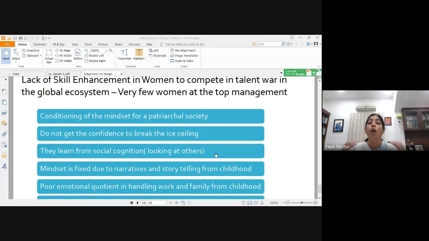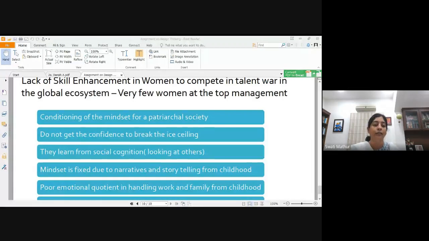We are finding in the research that there are a lot of women in lower and middle level management, but not in top level management. So why are we not able to break the glass ceiling? What do they need to learn from the social cognition? The mindset is fixed due to narratives and poor emotional quotient. So these are the problems identified over here. And I think that is the end of it.